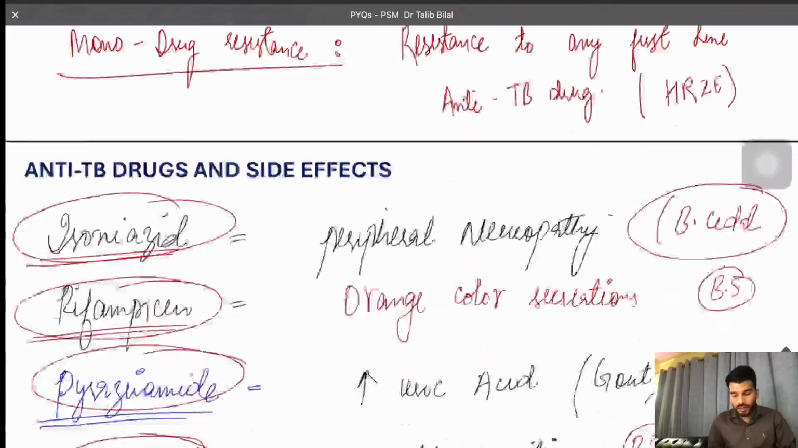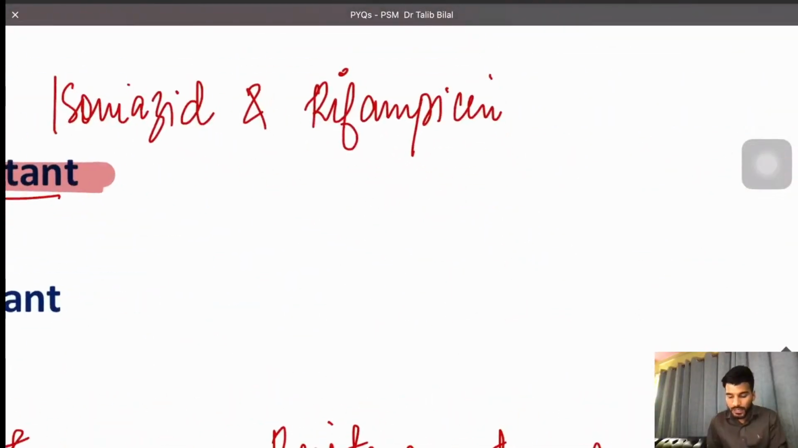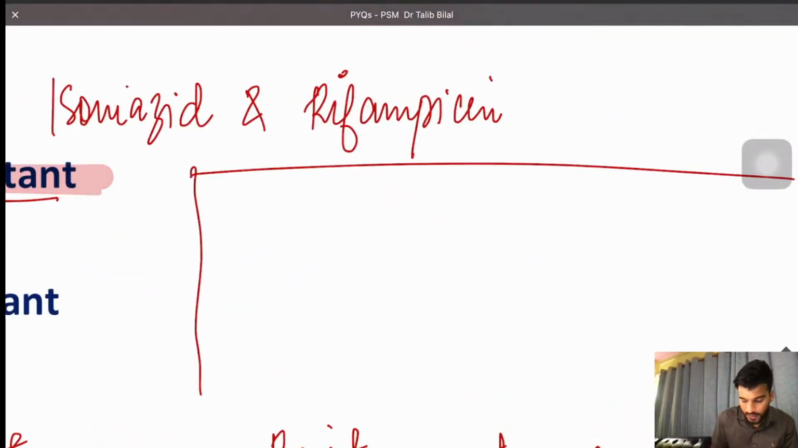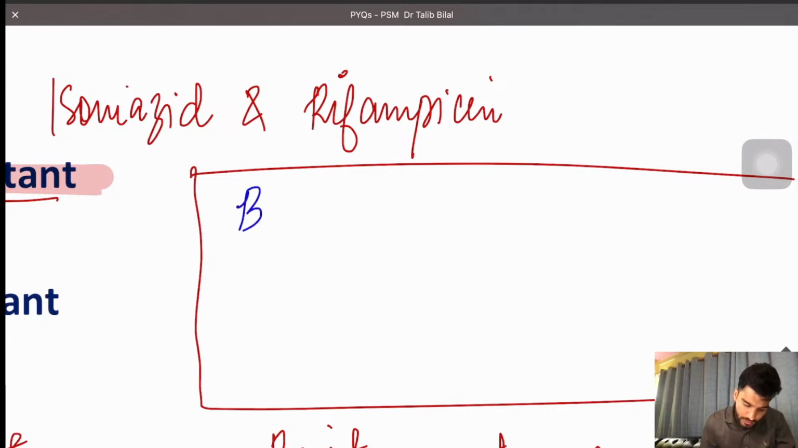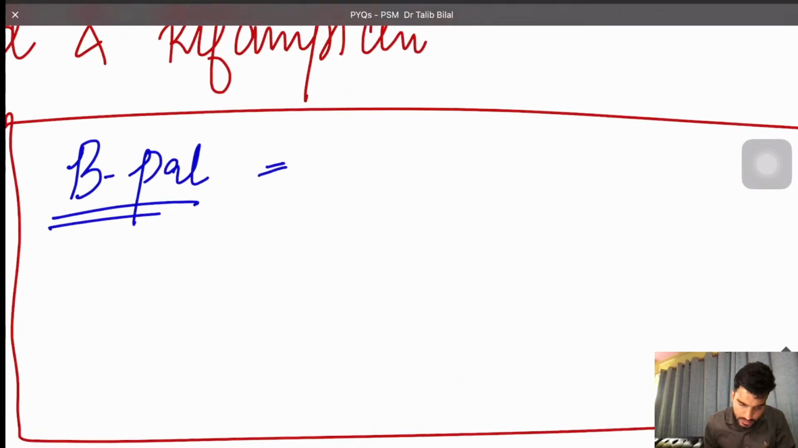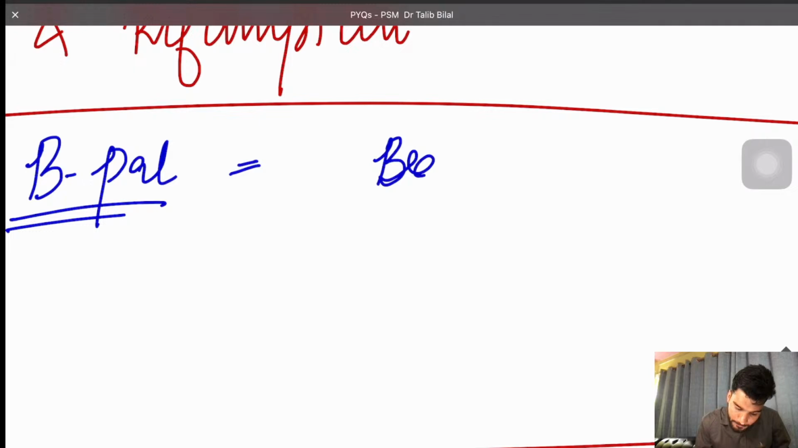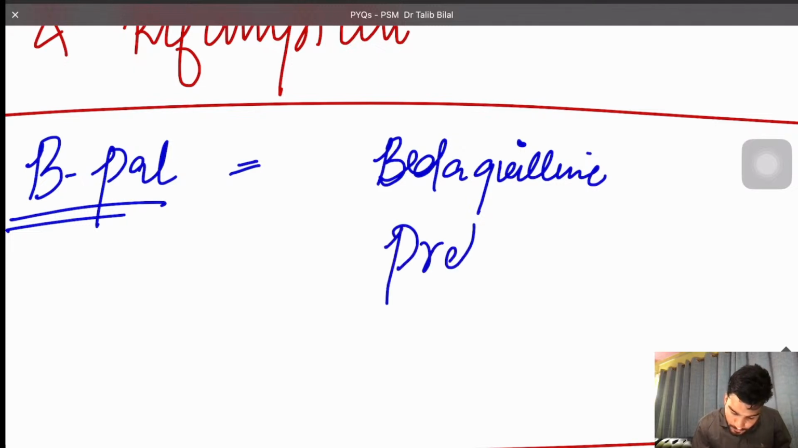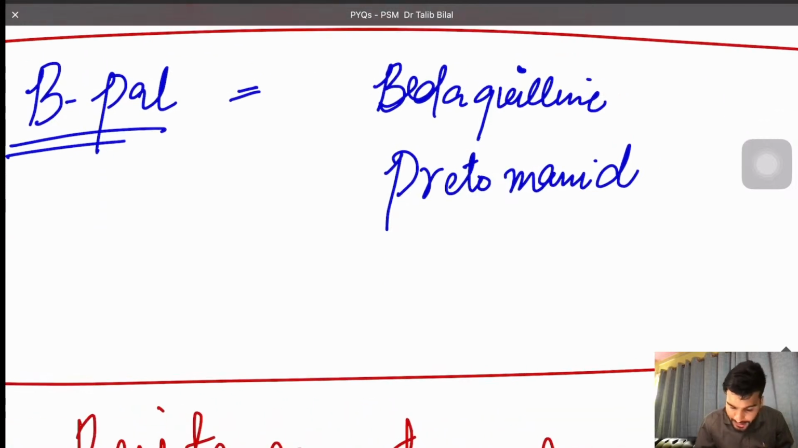Now we have a new regime of anti-TB drugs called the BPaL regime. Remember this, very important, and this was the question asked. What is the BPaL regime? It's a new regime. There are three drugs, my dear students: B for bedaquiline, Pa for pretomanid, and L for linezolid.